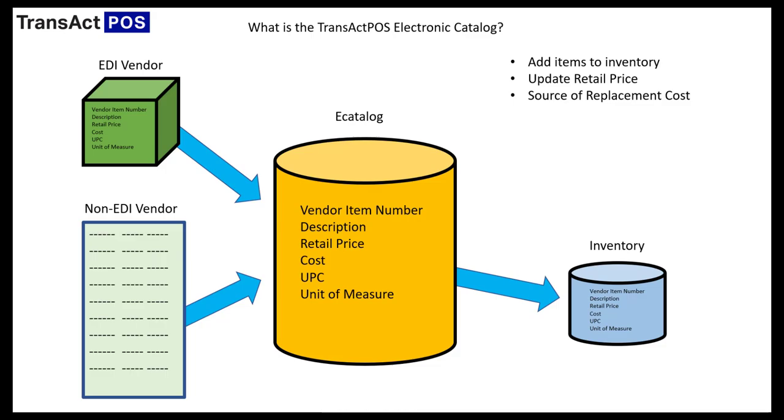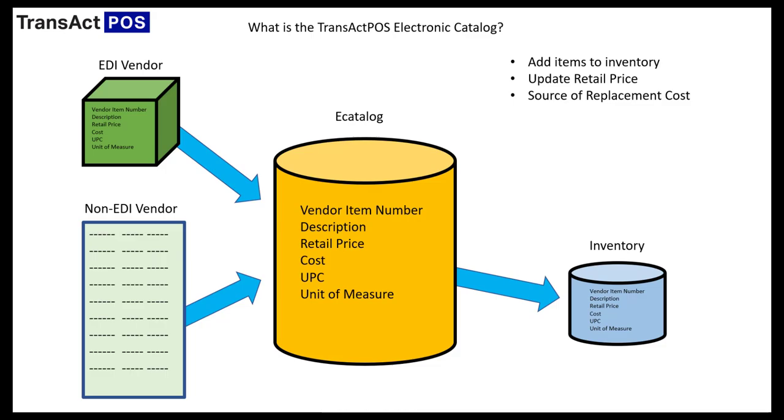To the left, this is an indication of various types of vendor relationships you can have. The EDI vendors communicate at a higher level than the non-EDI vendors. In the end, you will end up with available information in the electronic catalog.